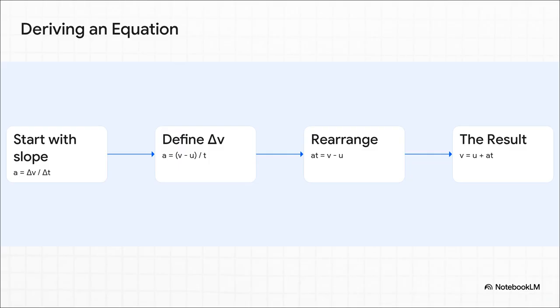We know acceleration, a, is the slope, and that's the change in velocity over time. If we call our final velocity v and our starting or initial velocity u, then the change is just v minus u. Do a tiny bit of algebra and boom, you get v equals u plus at. It's not magic, it's just the equation for this straight line.